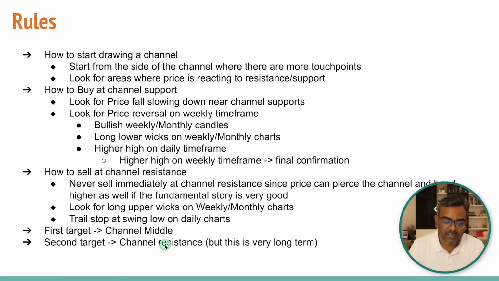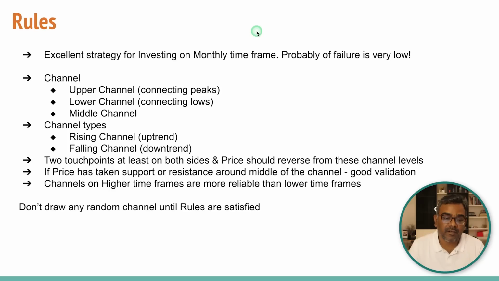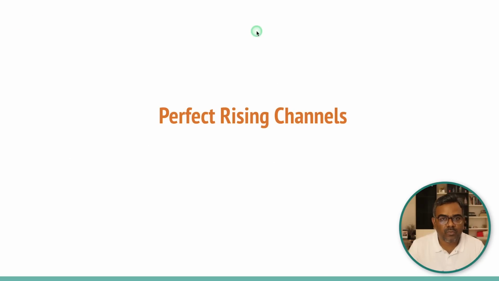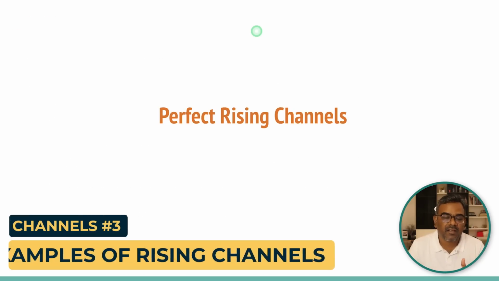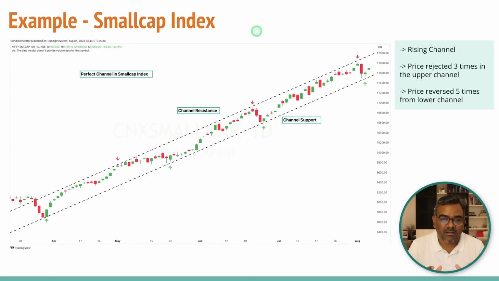Now, for channel resistance, the second target usually takes multiple years before the price reaches here. Okay, so always be conservative, start with the middle, and then if the price crosses, you can see if the price heads to the channel resistance as well. Now you can apply this strategy to any time frame. Okay, it's up to you. Let's take some examples of some perfect rising channels. Now, as I said before, don't draw any random channel.